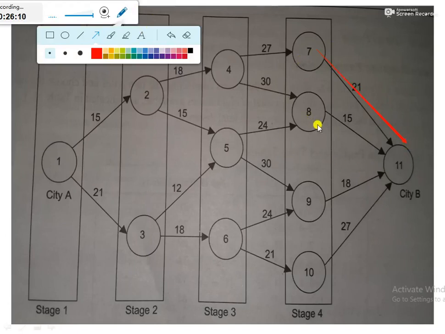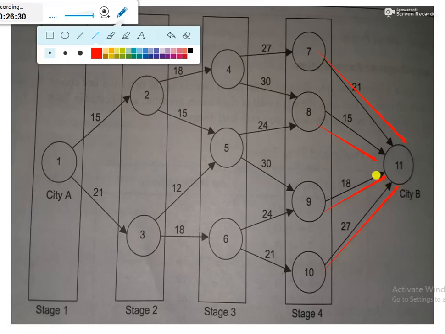Similarly, after reaching point 8, there is also a single option available to the traveler, that is he has to take route 8-11, and it will take 15 hours. Similarly, from 9 to 11 it will take 18 hours, and from 10 to 11 it will take 11 hours.